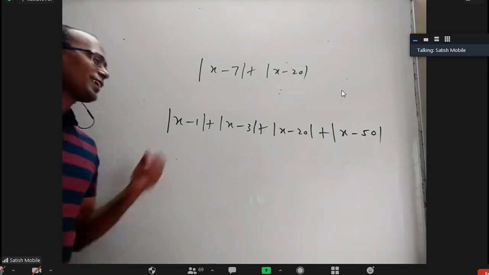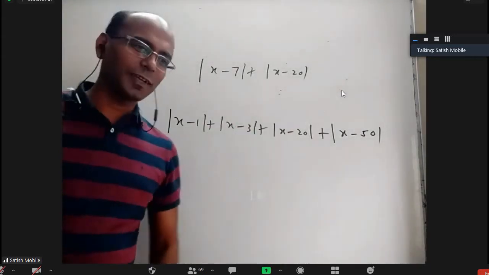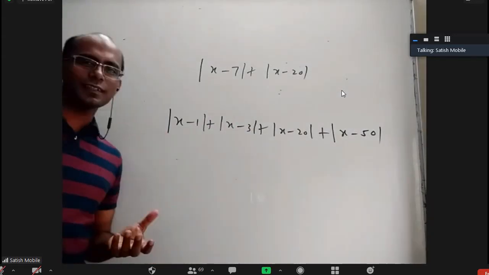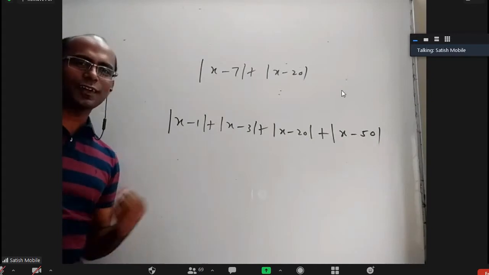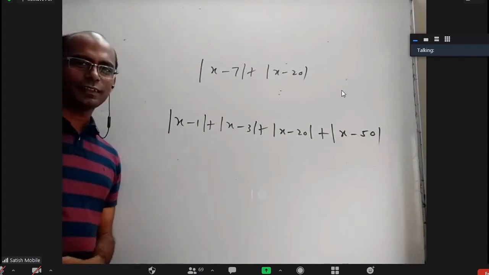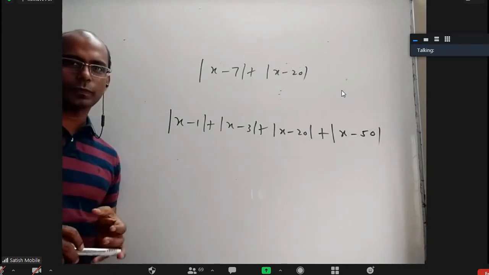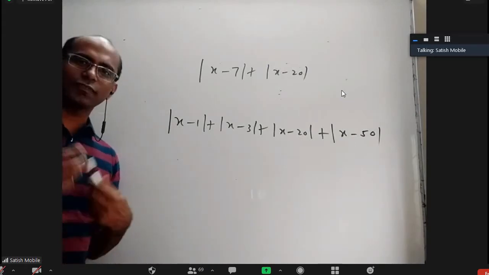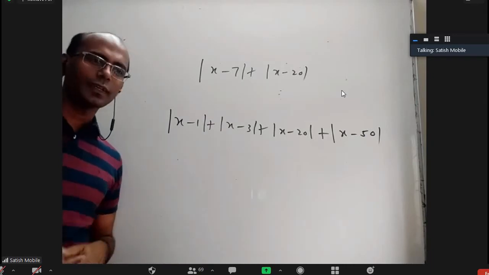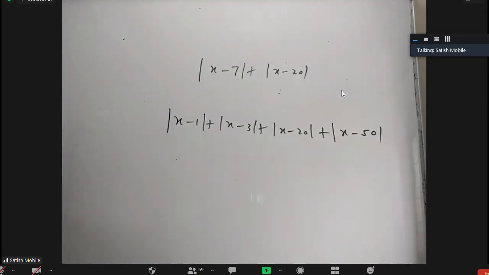Yeah, somebody might have checked at 1, at 3, at 20, at 50. It's okay. At 3, it will come 66. At 20 also, it will come 66. Not only at 20, at 3 also, it will come 66. At 4 also, it is 66. At 5 also, at 6 also, at 7 also. At 6.8 also. Okay. All right.